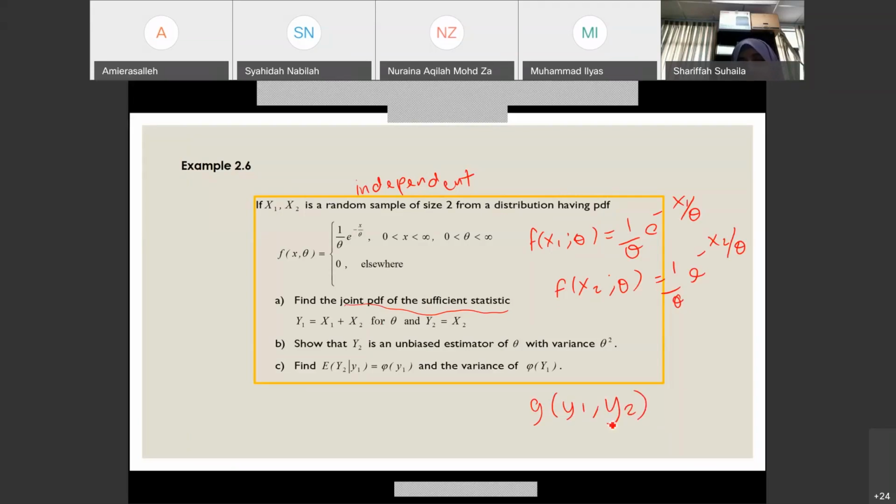Okay. So this one you need to reflect back what you already learned in mathematical statistics. Yang third year tu mungkin masih ingat lagi. Yang final year tu saya rasa macam dah tak ingat dah lah. Okay, so this one is your bivariate PDF, bivariate PDF.